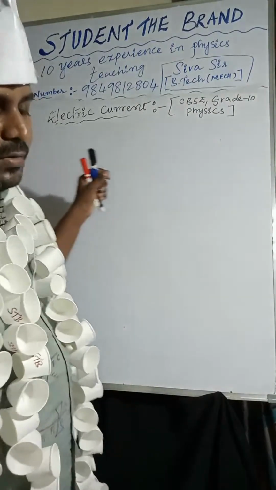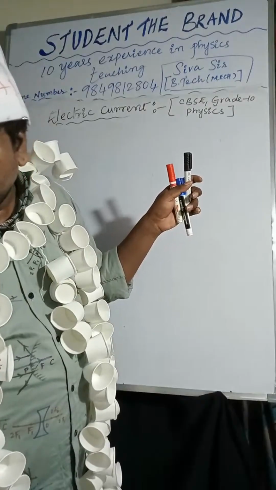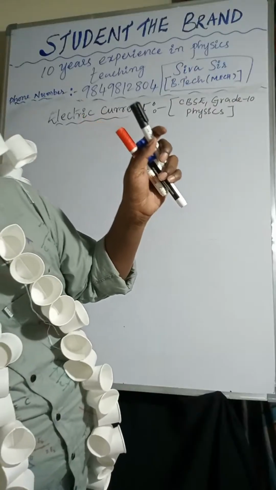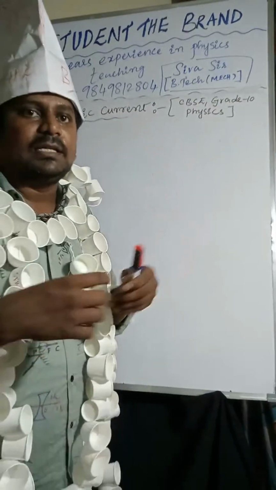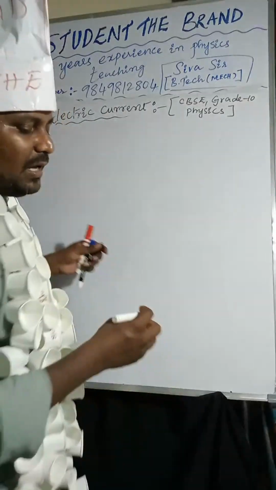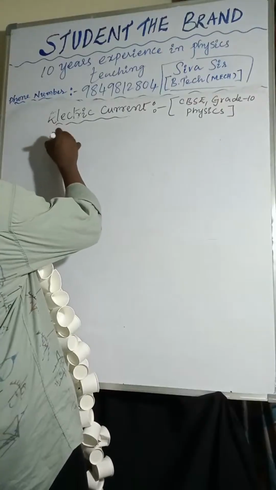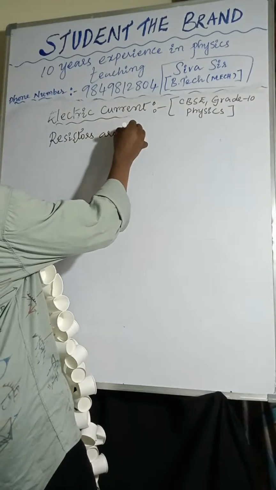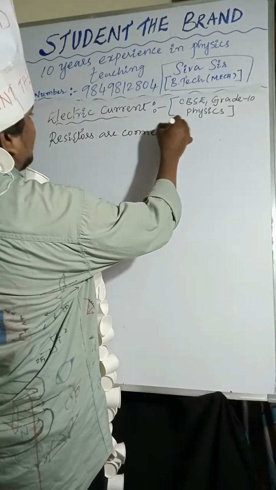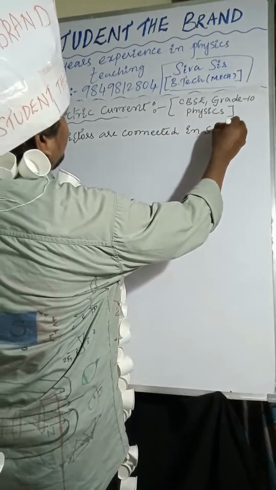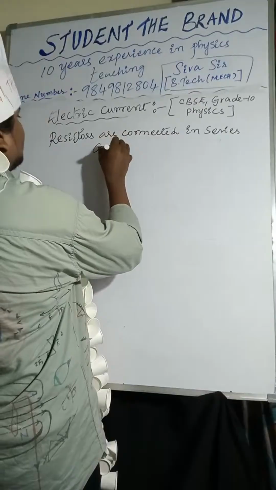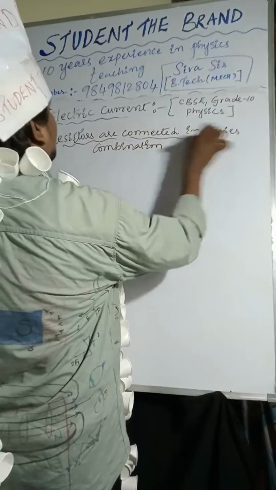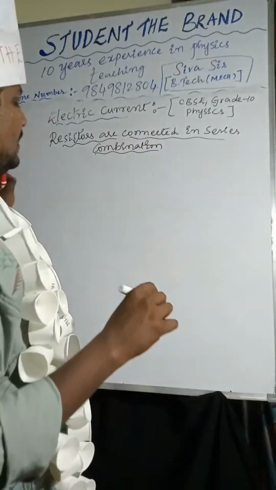Now resistors connected in series combination and resistors connected in parallel combination, we'll discuss. Till now we discussed Ohm's law. Now we'll discuss resistors connected in series combination.